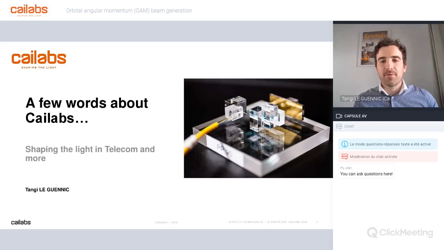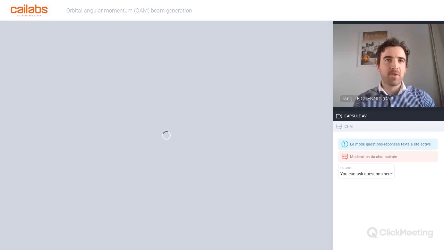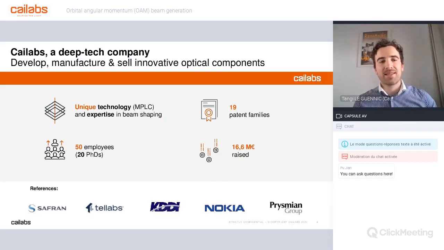Before we get started, I will tell you a few words about Skylabs. Who are we? A deep tech company. Skylabs developed, a few years ago, a unique patented technology, which is the MPLC, multiplane light conversion. More generally, we are experts in beam shaping. We are now 50 employees, and we are able to develop, manufacture, and sell innovative optical components. We are located in Rennes, in France.